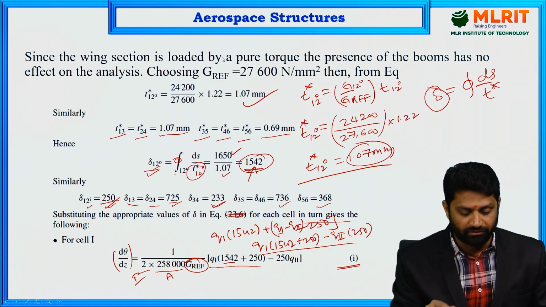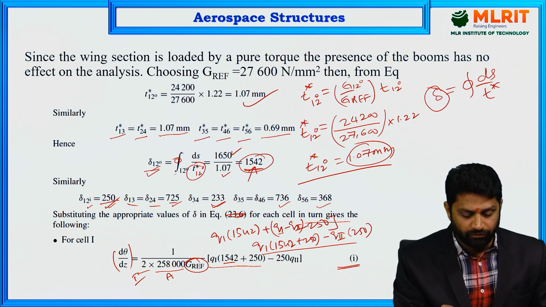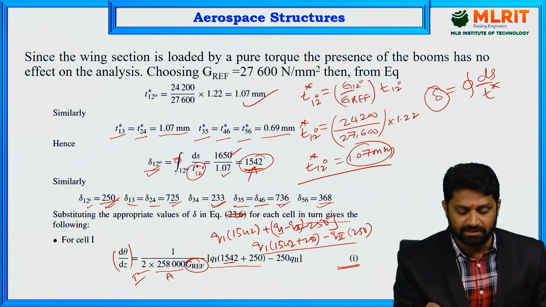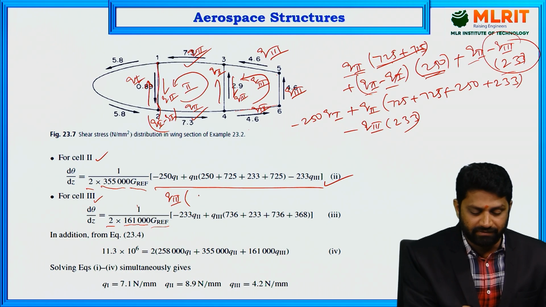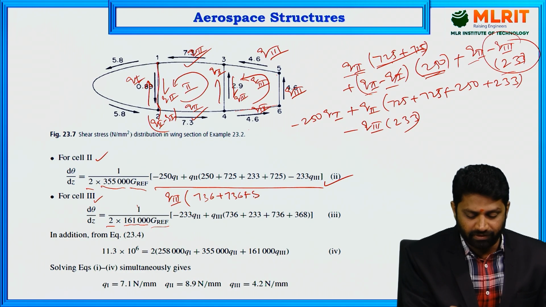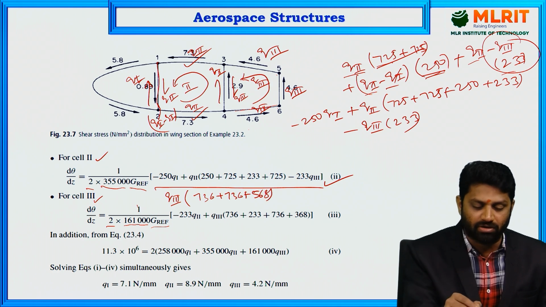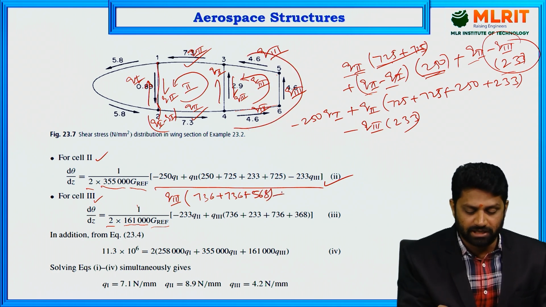So delta of 46 and delta of 35, you get 736 each, and 56 is 368. So you will write 736 plus 736 plus 568, so that it will cover all the 3 walls. Now let's try to write for the common wall.